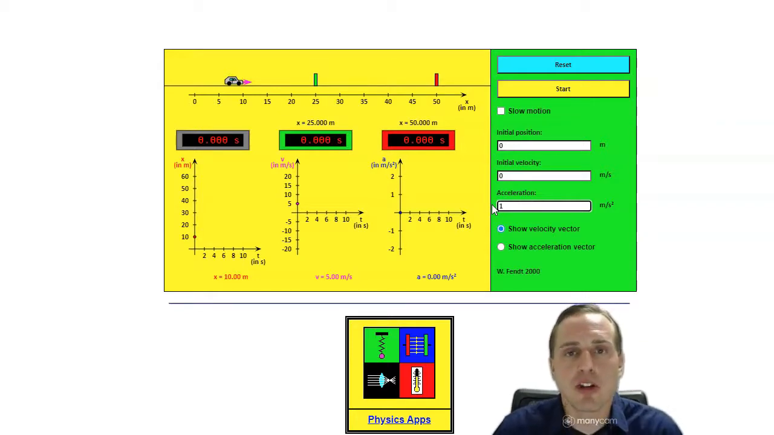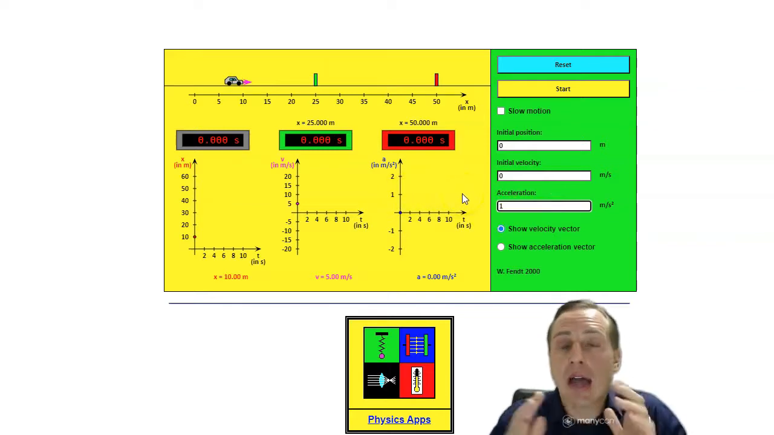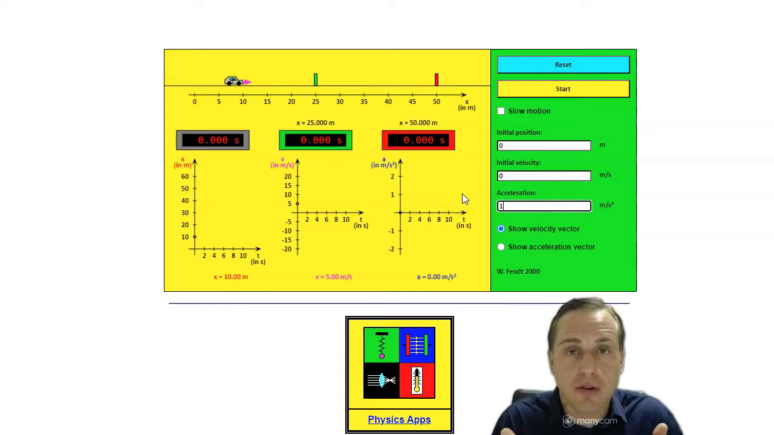What should the acceleration versus time graph look like? Well, now it's not going to be 0 because we're making it have an acceleration. I think it should be a constant function here in blue at 1 meter per second squared.